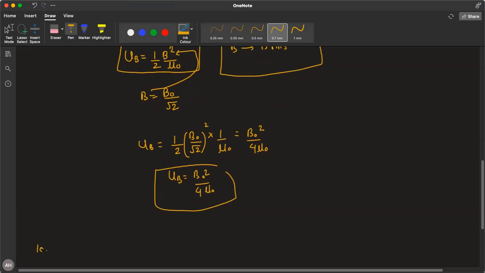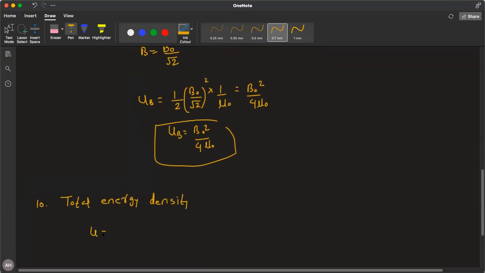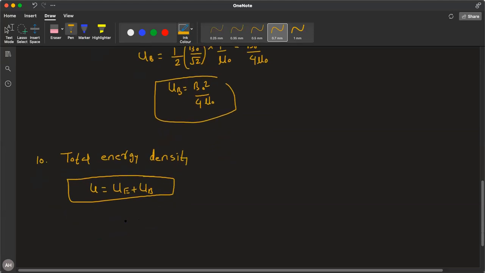How will you calculate the total energy density? The total energy density will be the sum of electric energy density plus magnetic energy density. Energy is a scalar, so it is scalar addition. Half epsilon naught E square plus half B square by mu naught.